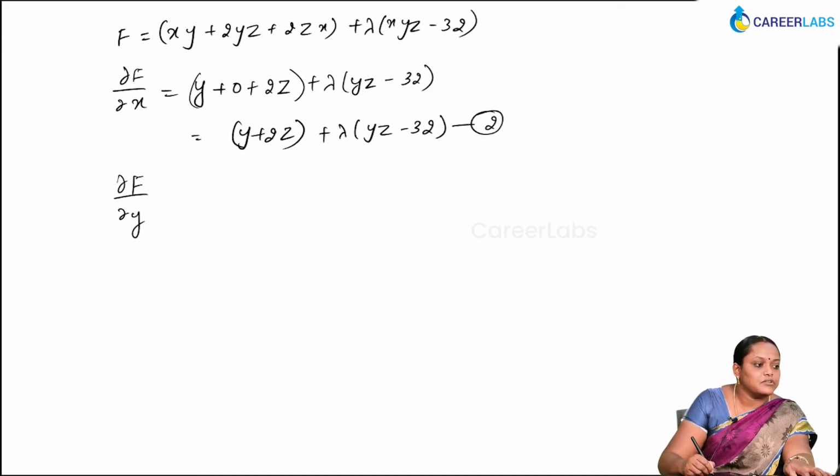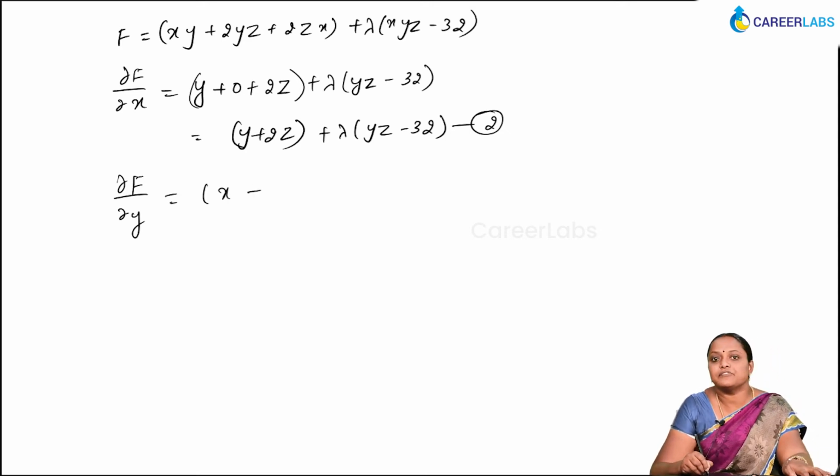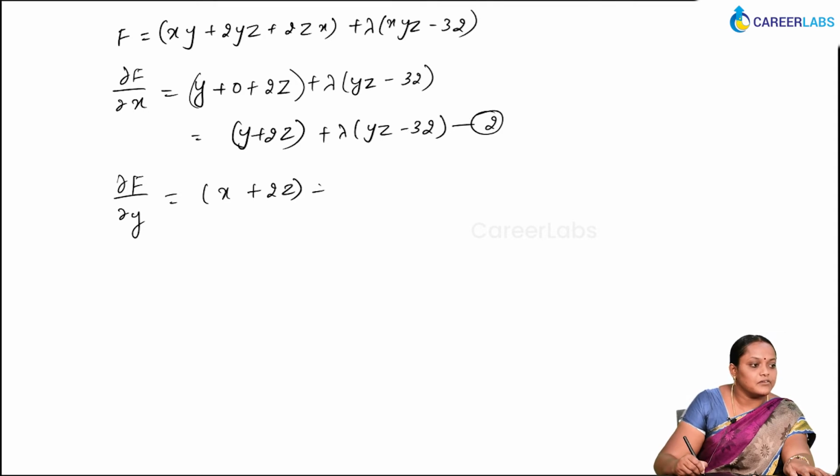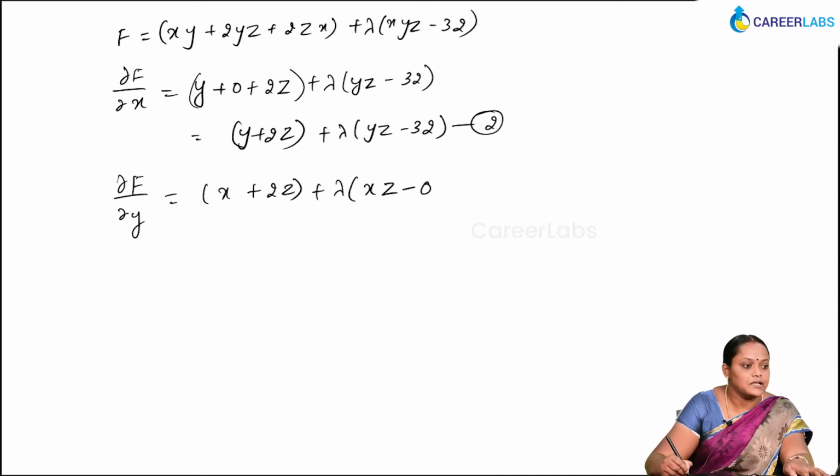Then now we are going to differentiate dou F by dou y, that is, you are going to differentiate F with respect to y. It will give you x plus 2z, then plus lambda times xz, since you are differentiating with respect to y, and the constant term will become 0.